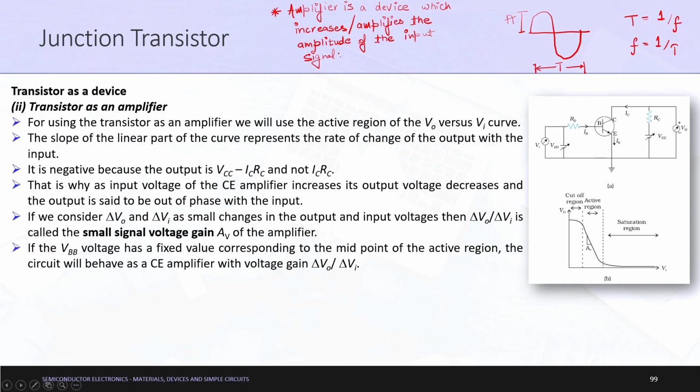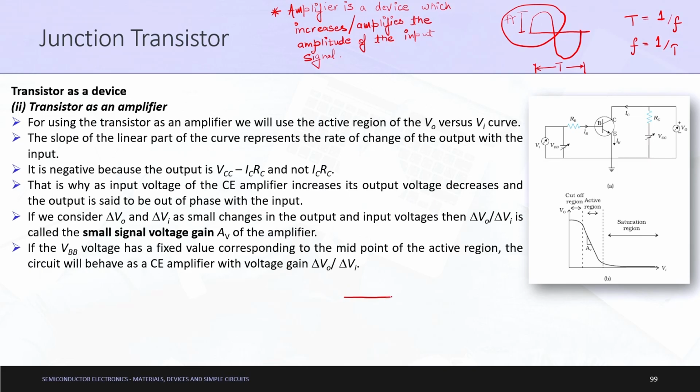So, an amplifier is a device which increases or amplifies the amplitude of the input signal. This is what is called your amplitude. Now, how does a transistor do amplification? The first thing we should remember is there is a 180 degree change in phase of the amplitude which is obtained. What does 180 degree change in phase mean?